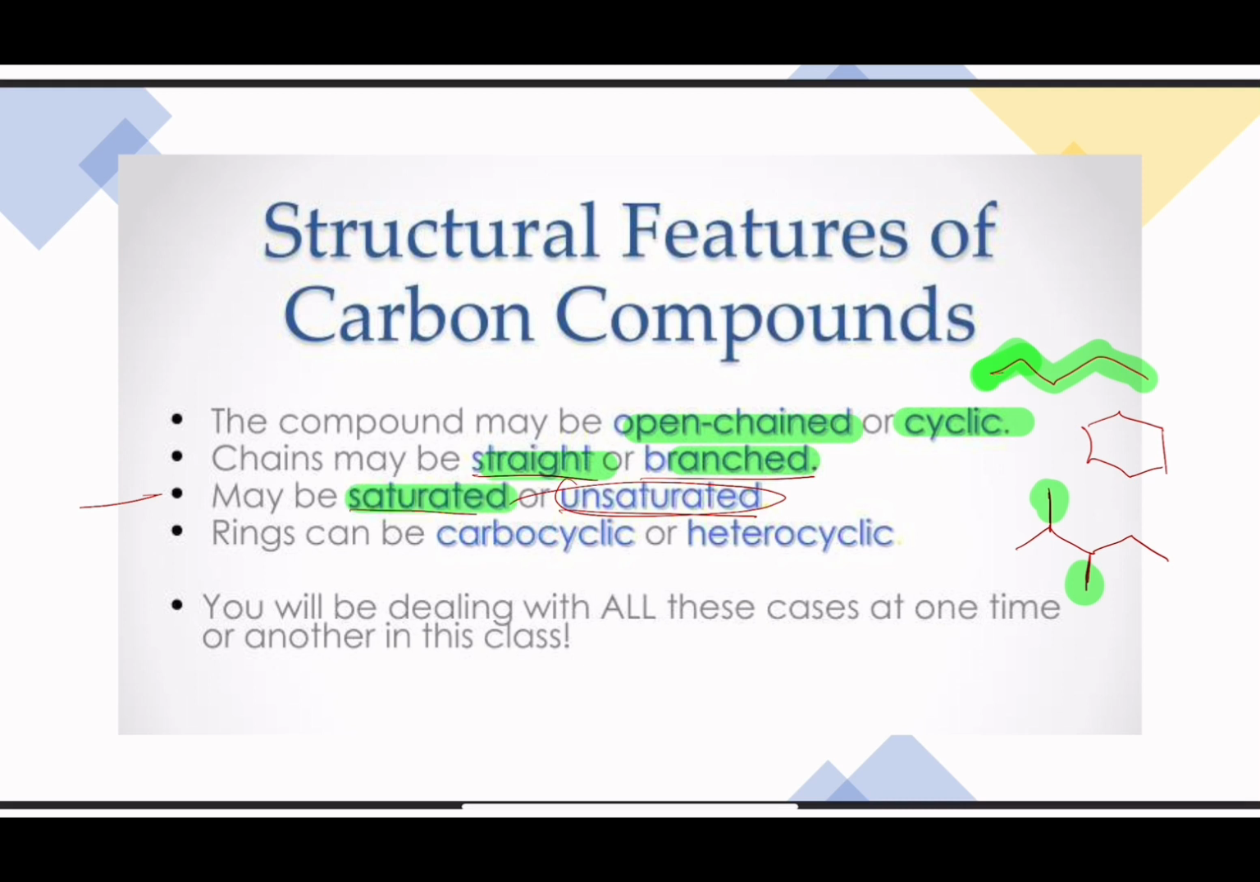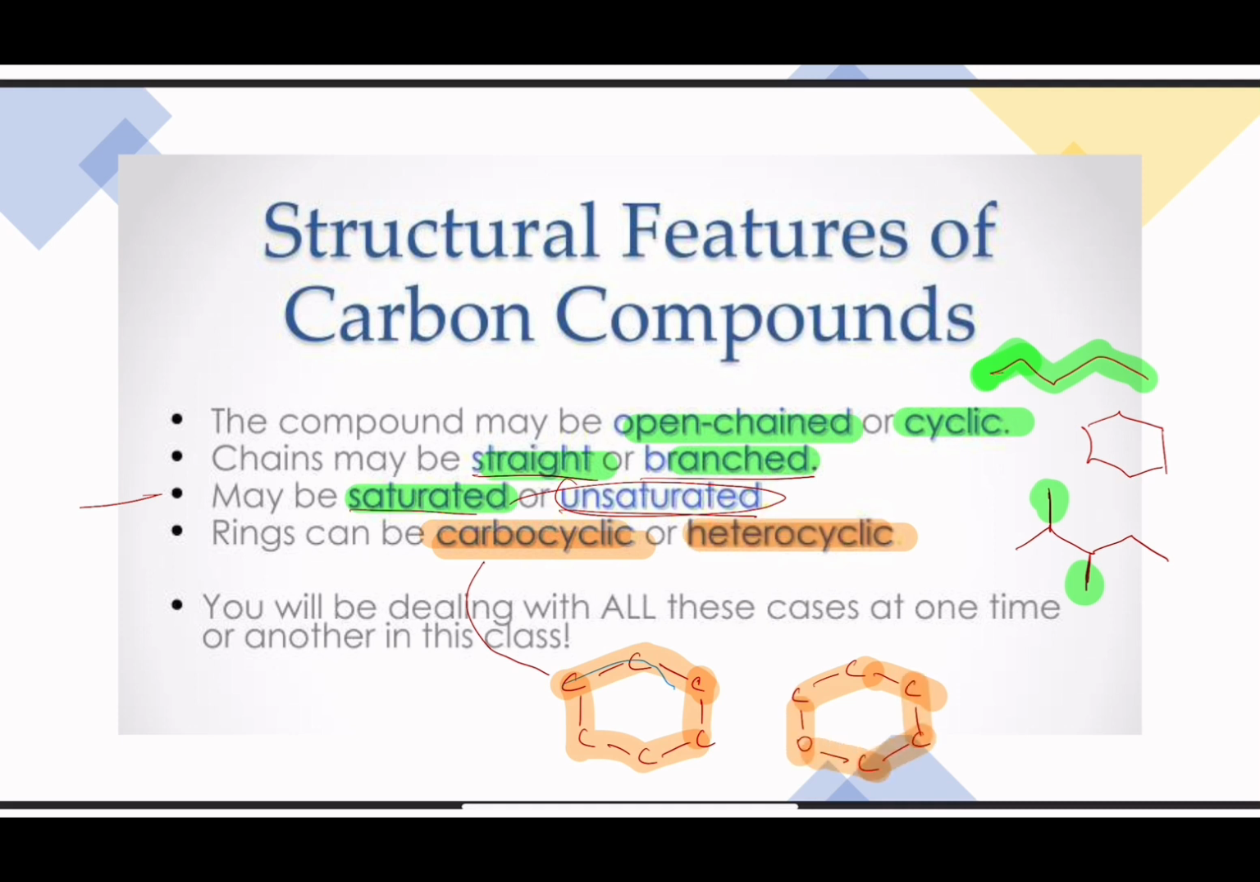Rings can be carbocyclic or heterocyclic. Now about this one: rings can be made only from carbon, or they can be made from carbon and, for example, oxygen. So when you have only carbons, it is carbocyclic. But when you have carbon and some other elements such as oxygen, it is called heterocyclic.